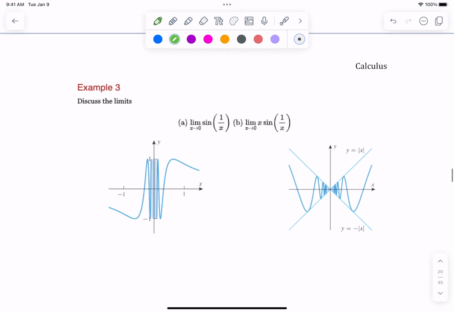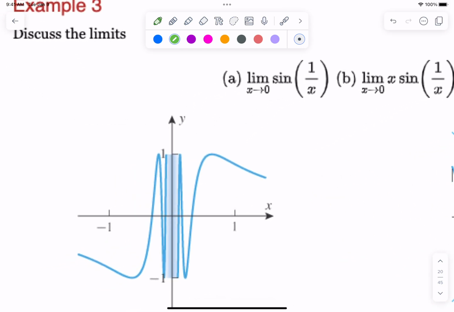Example 3 is the last piece. A is this one right here. They want us to find the limit of sine of 1 over x as x goes to 0. The limit does not exist. Do you see what's happening? What's happening at 0? There's a vertical asymptote. Even though it's inside of sine, there's going to be a vertical asymptote here. You can't have 0. It's going to oscillate, and I think it oscillates forever, but the limit does not exist.